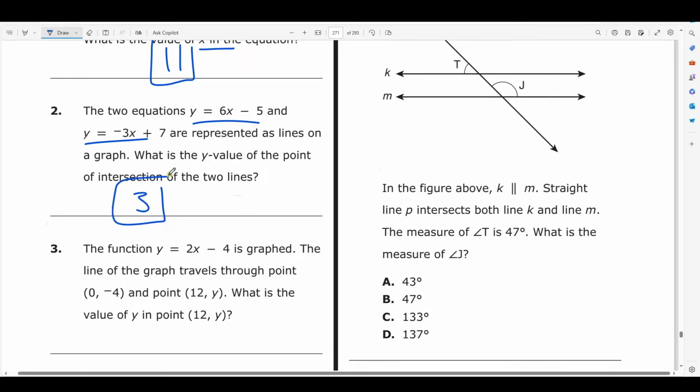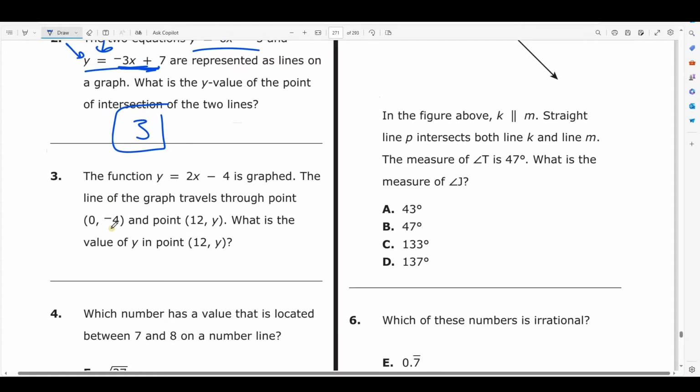So just remember that whenever you want to find the point of intersection between two lines, and they give you the equation of those two lines, set them equal to one another. Set them equal to one another. When you set them equal to one another, it's going to give you the x value of their intersection, and you can just plug that x value in for one of the equations that were already given to you, and that's how you solve that.